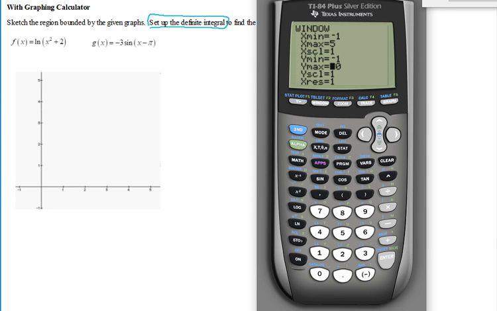So -1 to 5. And then regraph it, just so you can see that region a little better, so we can set things up so it doesn't look so small. There's our first one, there's f of x, and there's g of x.